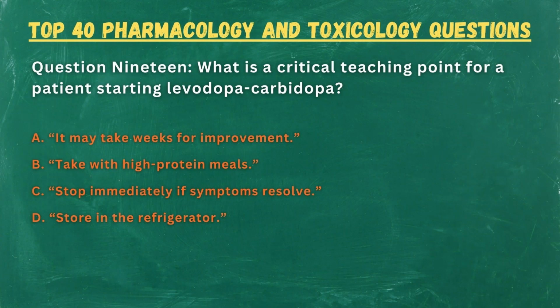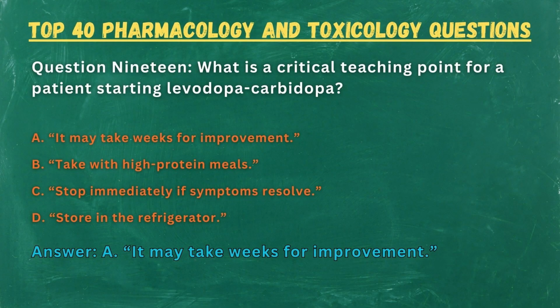Question 19. What is a critical teaching point for a patient starting levodopa-carbidopa? A. It may take weeks for improvement. B. Take with high-protein meals. C. Stop immediately if symptoms resolve. D. Store in the refrigerator. Answer: A. It may take weeks for improvement.